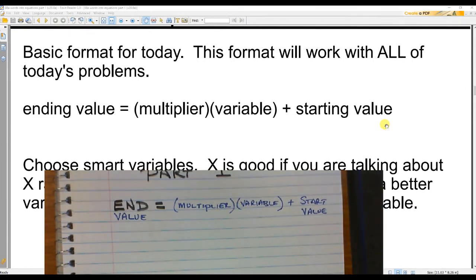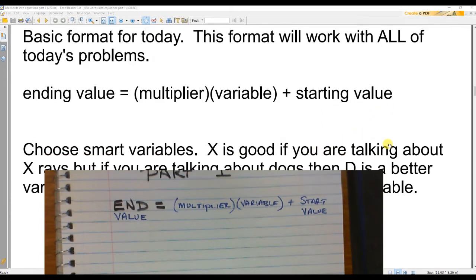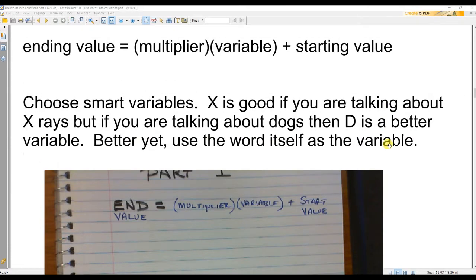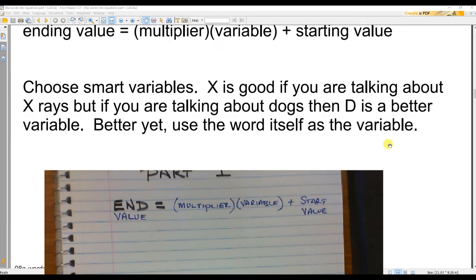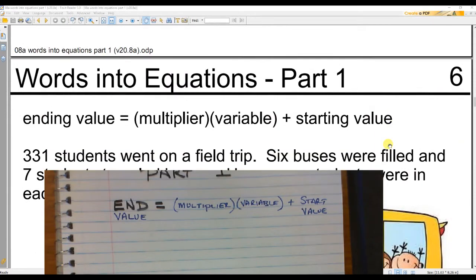Let's look at the examples that I have here. And the variables, we'll choose smart variables. So instead of using X and Y, we'll use things like D for number of dogs and M for amount of money or things like that. So let's build one.